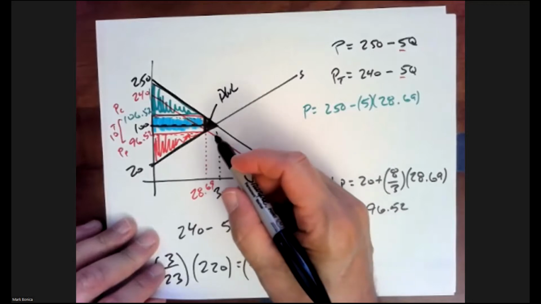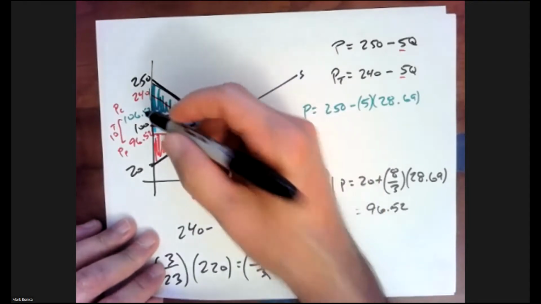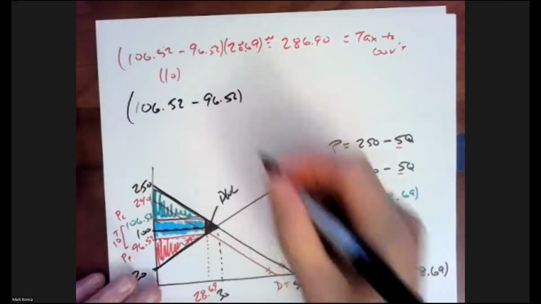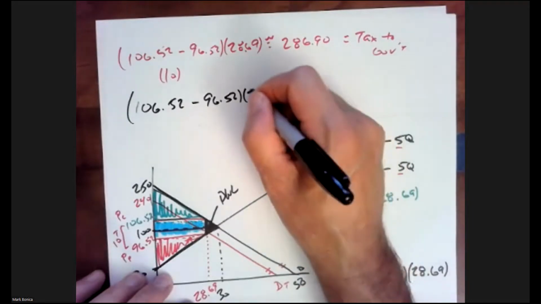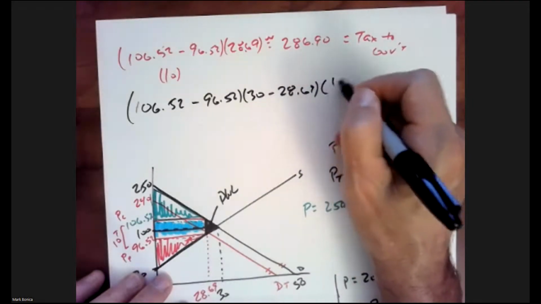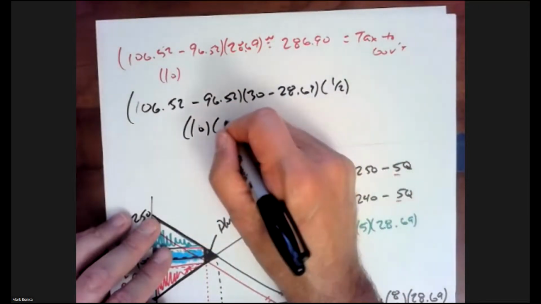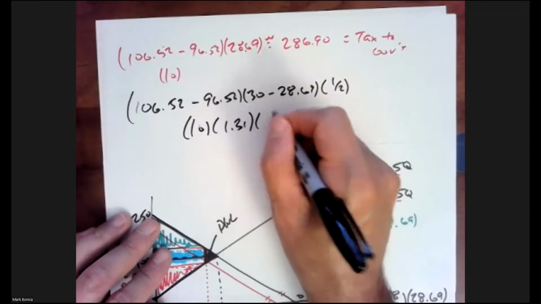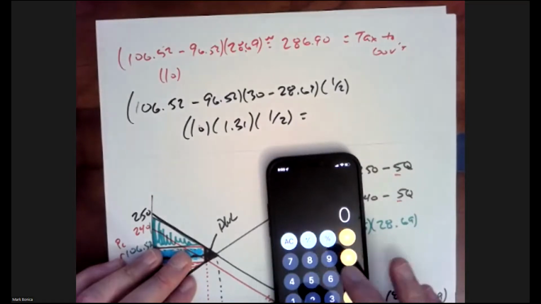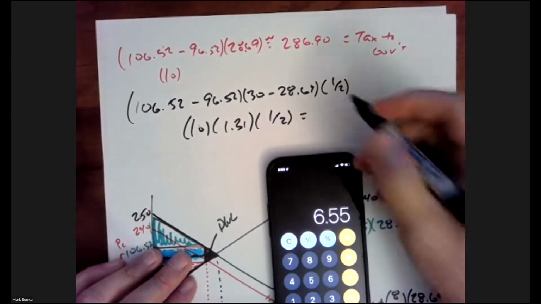So we've got to figure out the area of that triangle. Well, that triangle is 10 high, right? It's 106.52 minus 96.52. And then it is 30 minus 28.69 wide, right? That's that wide, times 1/2. So it is 10 times 1.31 times 1/2. So 1.31 times 10 divided by 2, 6.55-ish.